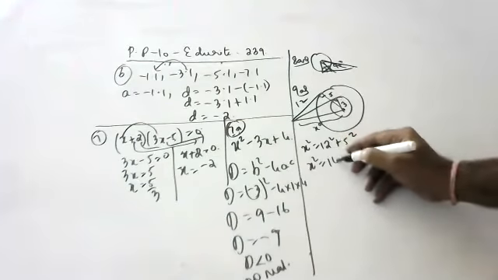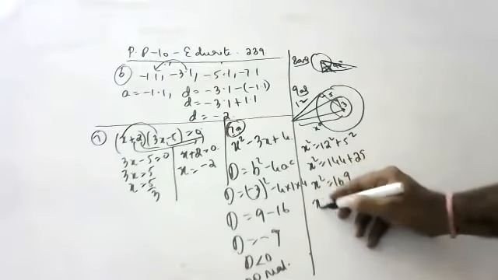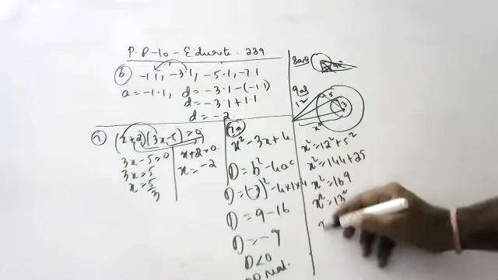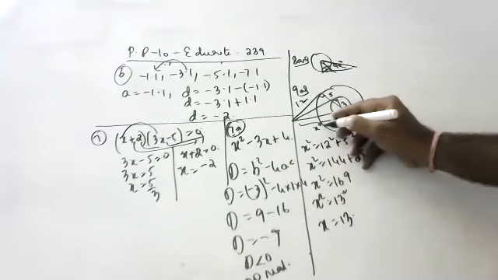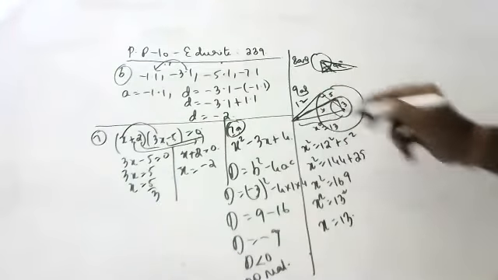x is equal to... 144 plus 25, x square is equal to 169, x square is equal to 13 square, x is equal to 13. If this is 3, now we have to find out y. This one is PB. We have to find out y.